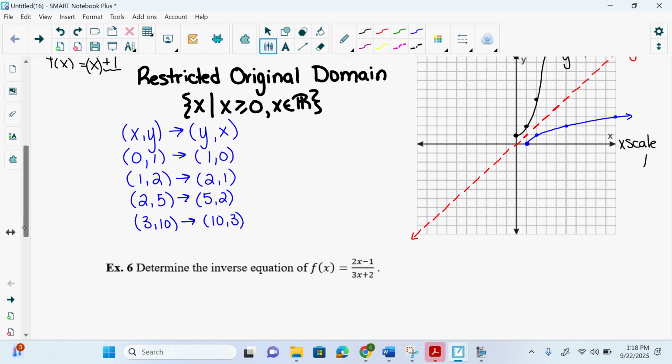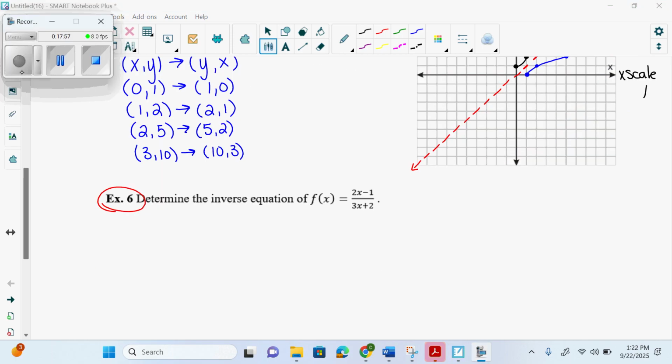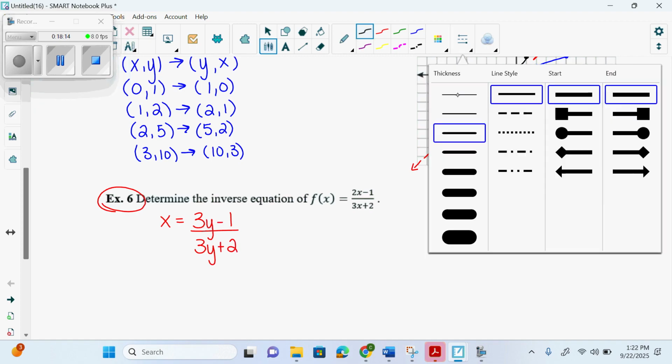Okay, your challenge. This is the hardest one I could give you. Good luck. If you get stuck, that's fine. The first thing you do when you get an inverse of an equation is you think inverse, switch x and y's. So we're going to get x equals (3y minus 1) over (3y plus 2). Now, why is this harder than the rest of the ones I've given you?